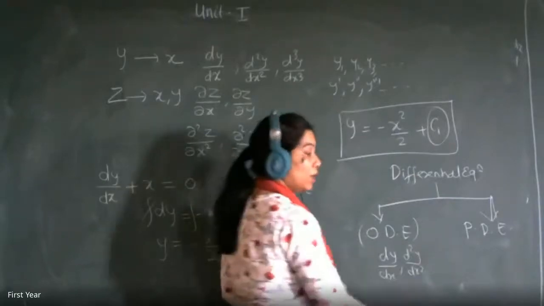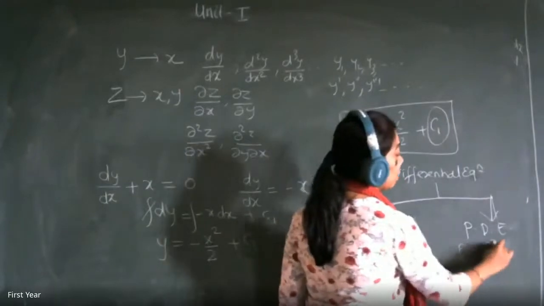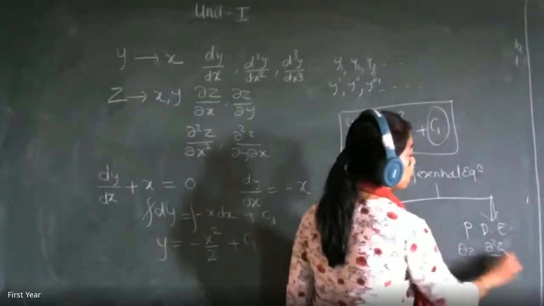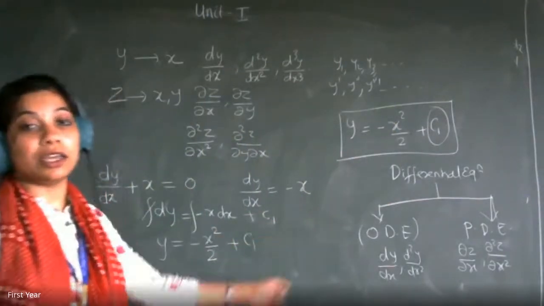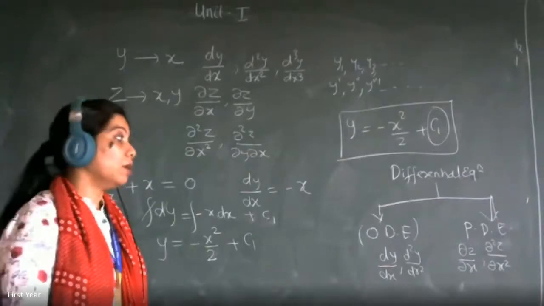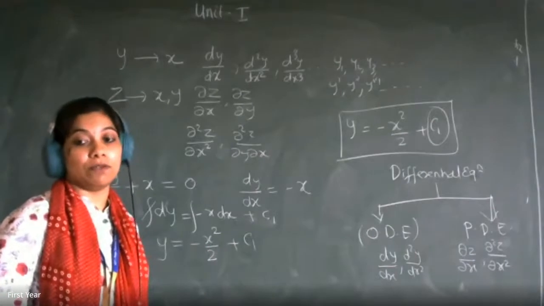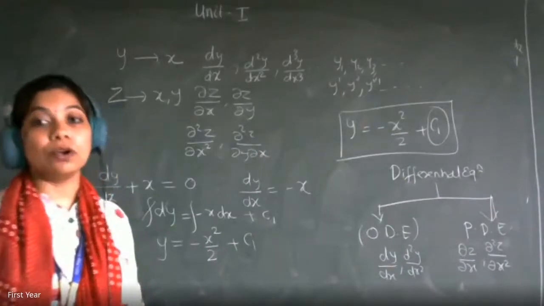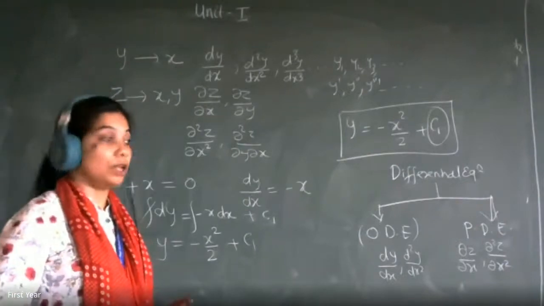And what about a PDE, a partial differential equation? It will have the partial derivative of z with respect to x, the second partial derivative of z with respect to x squared, and so on. Depending on the type of derivatives you write in the equation, it is either an ordinary differential equation or a partial differential equation. But order and degree are defined in common for both types. Let us go to the definition of order and degree of a differential equation.